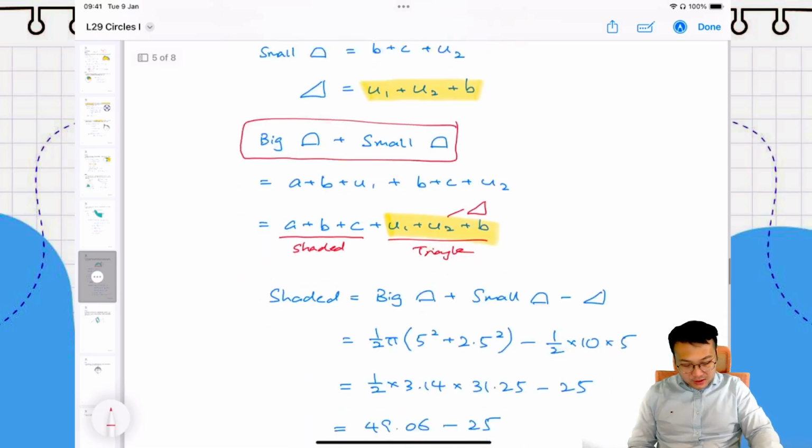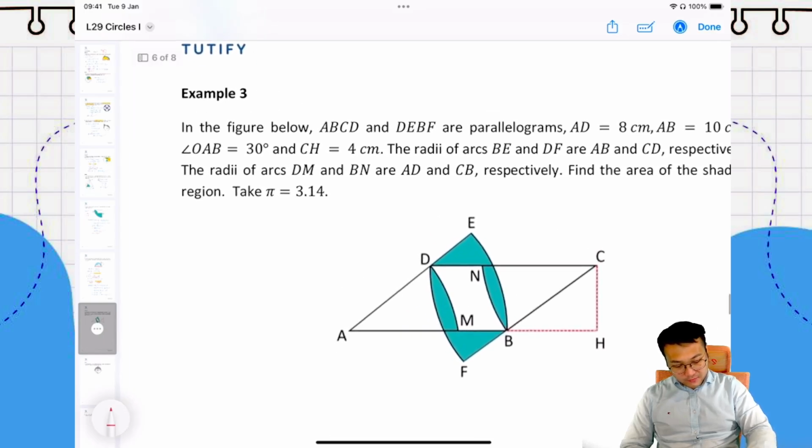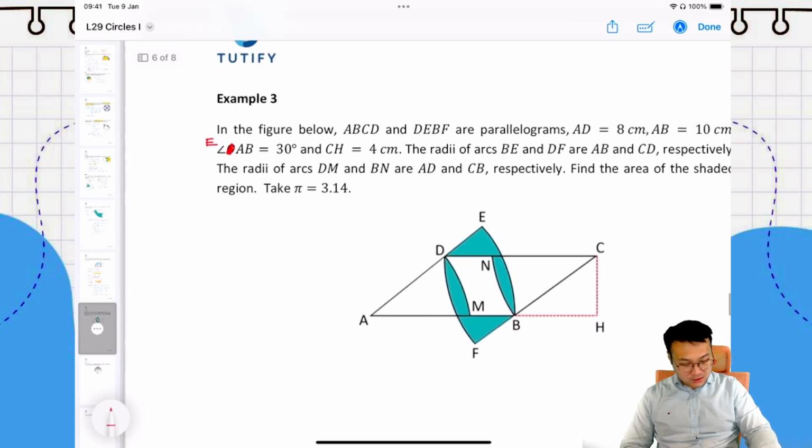Okay, so let's try the next one. Oh, look at example 3. So, in example 3, they say that ABCD and DEBF are parallelograms. Oh yeah, sorry. Everyone, can you just change this to E? It's actually EAB. There's no O here. Okay, they say that EAB is 30. Yeah, there's no O. It's a typo error.